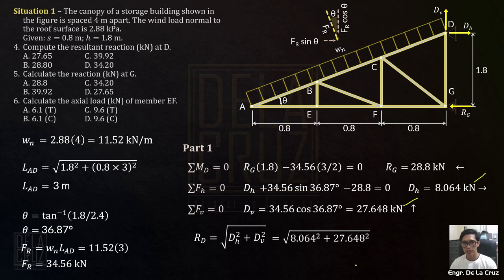dh, dv, ito yung value. 28.8. Okay, the direction must be like this. Paganyan. Alright, then part 2, reaction at g, ito yun. Kuha na natin, actually. It is 28.8 kilonewtons. Letter A. At the same sila, rd and RG, same value.